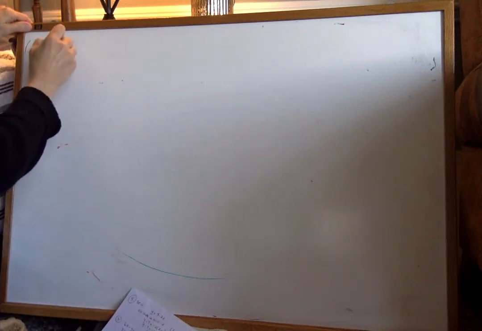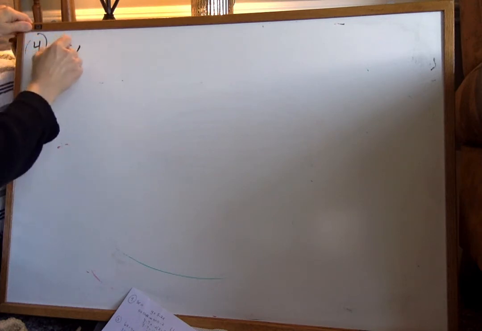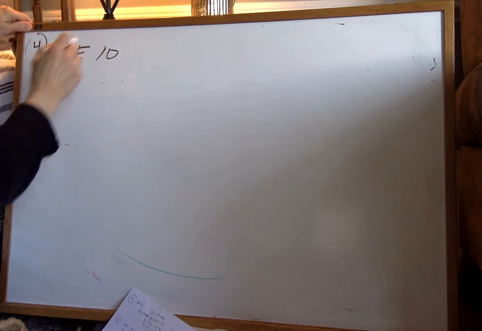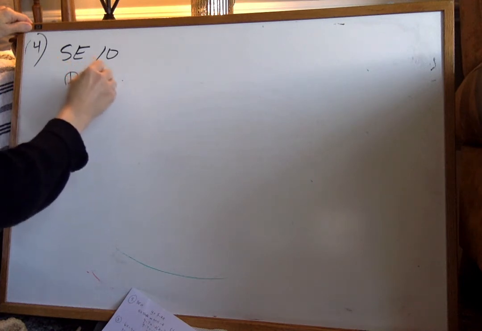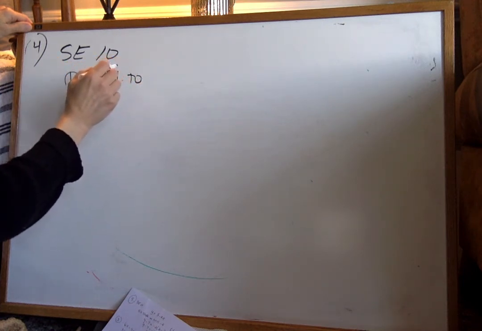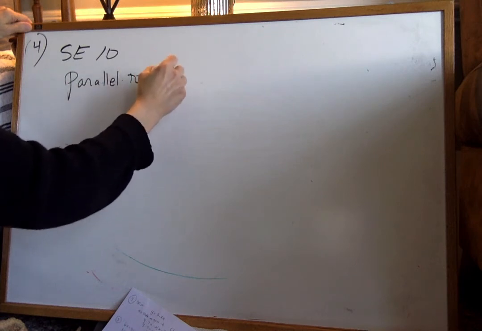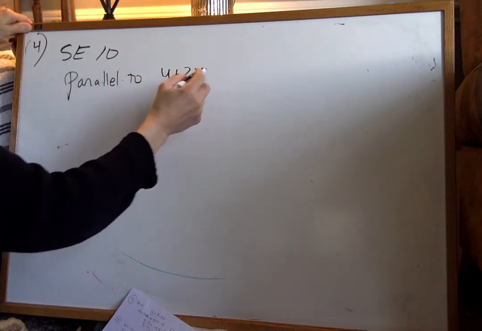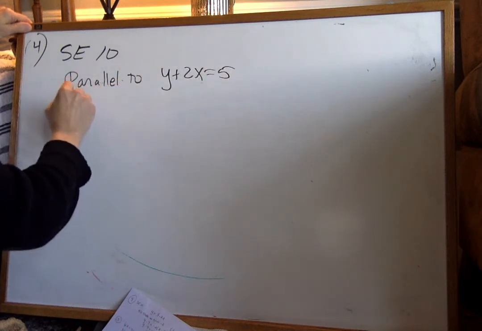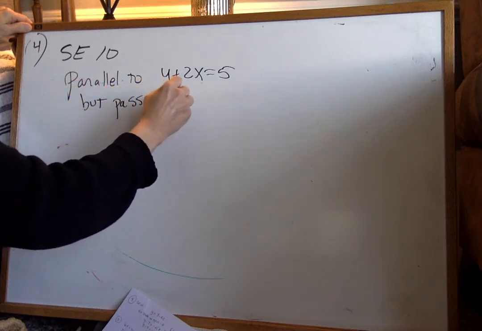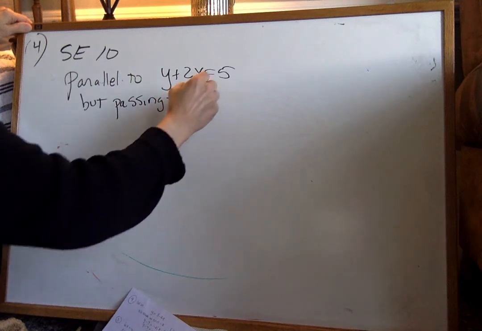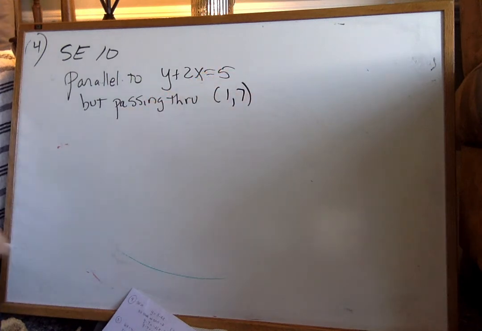I'm still on number 4, SE number 10. So we want a line parallel to y plus 2x equals 5, but passing through the point (1, 7). So we don't get to just write any old parallel line. They've given us an extra bit of criteria, right?